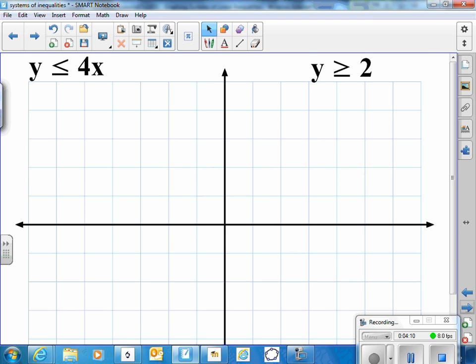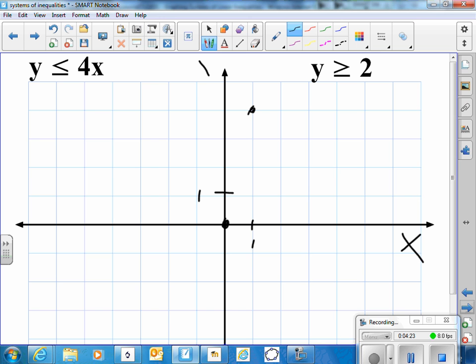Y is less than or equal to 4x. So that would have a y-intercept of 0, up 4 over 1. Guess I better label my graph. Each square represents 1, and the horizontal axis is the x-axis. So now I can connect that line.